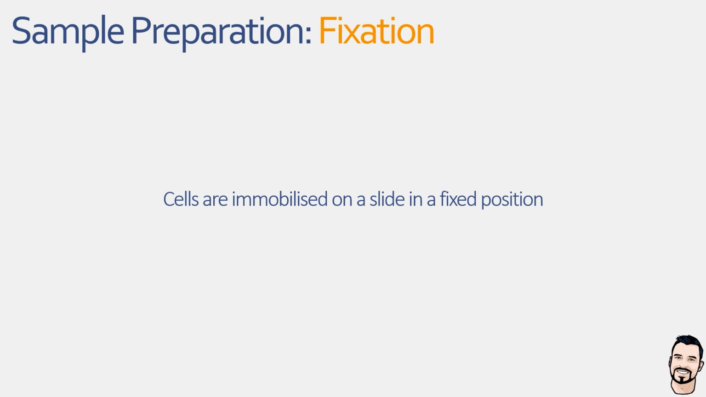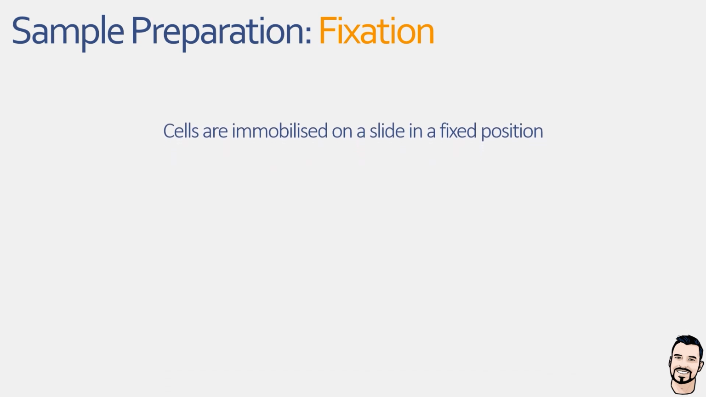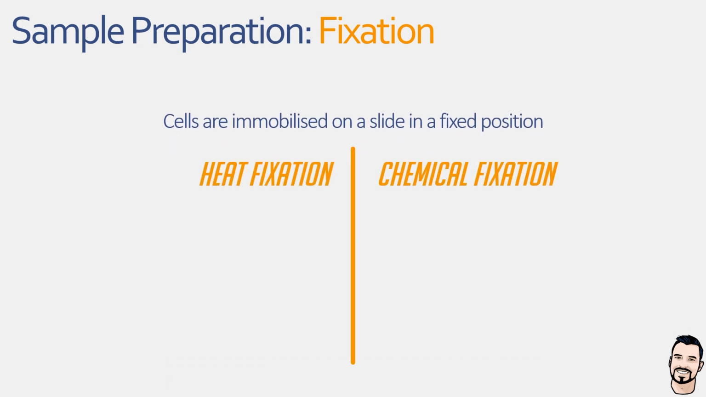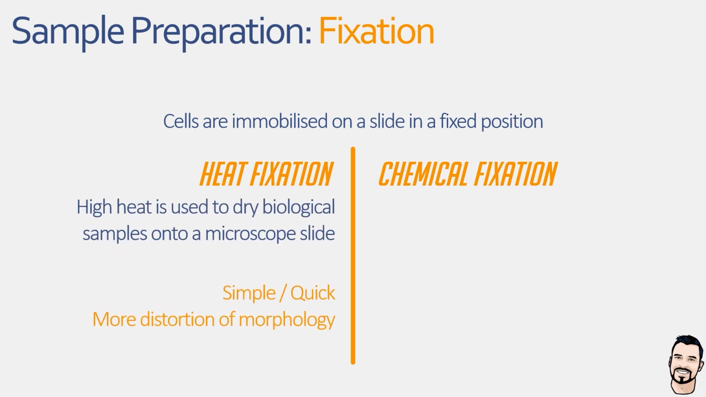Now, there are two common methods used to fix biological samples for visualization under a light microscope. We have heat fixation and chemical fixation, each with its own advantages and limitations. And so when samples are heat fixed, the sample is air dried before being passed through a flame or placed on a hot plate. This method is simple and quick, but it can cause cell distortion or shrinkage, making it less suitable for delicate structures like capsules and flagella.